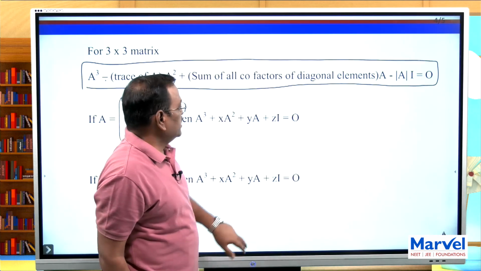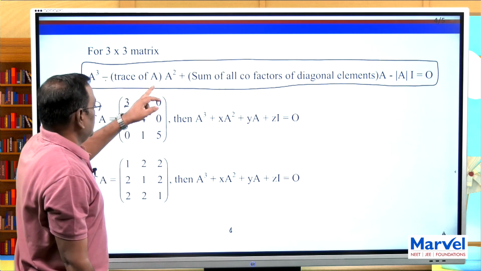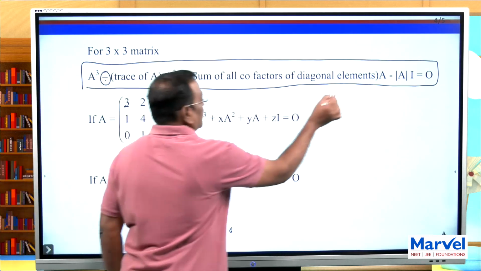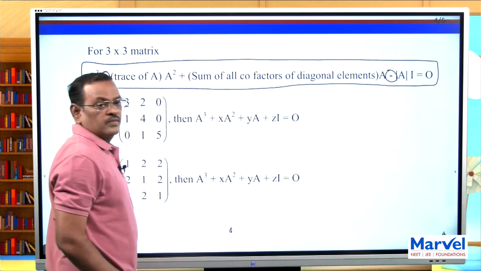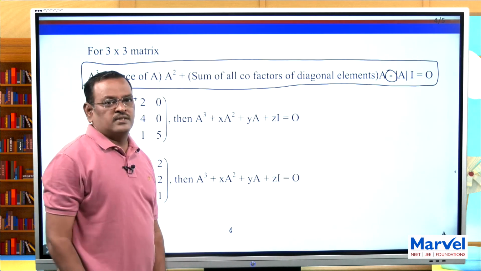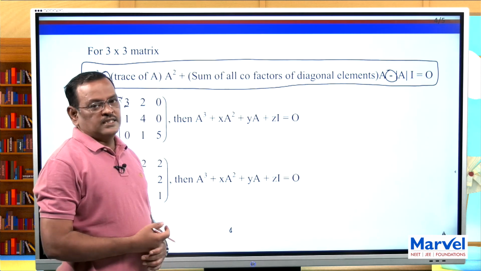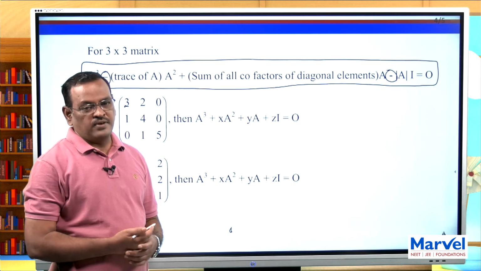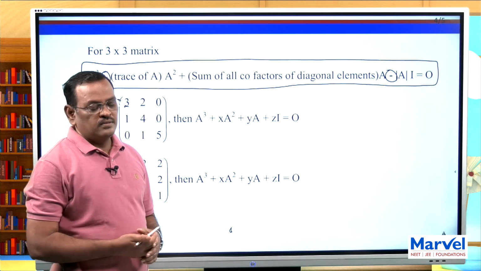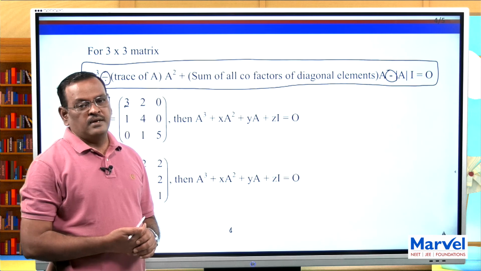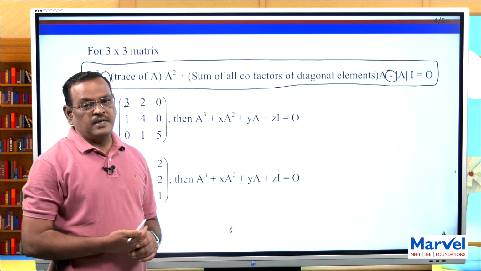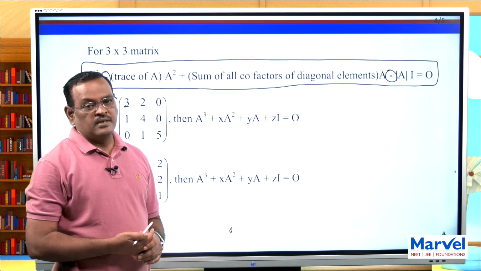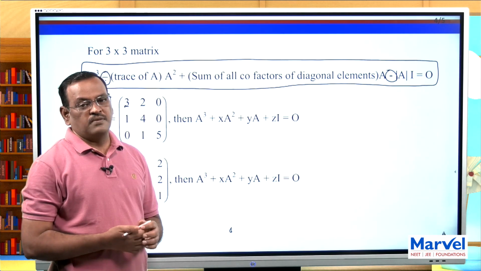So, what is the short trick for this? A cube minus trace of A into A square, don't forget this sign, here and here minus sign. This is similar to the 10th standard concept, the cubic formula: x cube minus alpha plus beta plus gamma into x square plus alpha beta plus beta gamma plus gamma alpha into x minus alpha beta gamma. That is the concept of formation of a cubic equation.